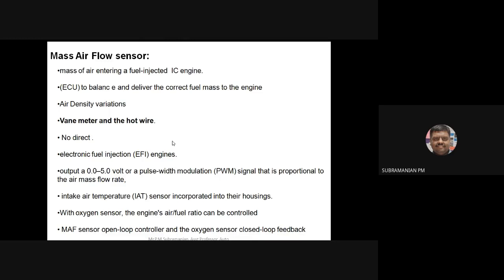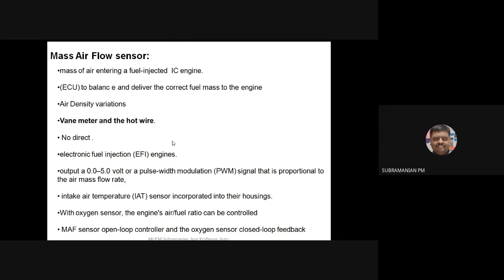In continuation of that, today I will be completing the second unit for you, because it is full of sensors only. You just have to remember the sketch, what it is going to sense and how it is going to sense. That will be sufficient, okay? A layout of the sensor, what it is going to sense and how it is going to sense. So first of all, we will start with the mass airflow sensor, okay?